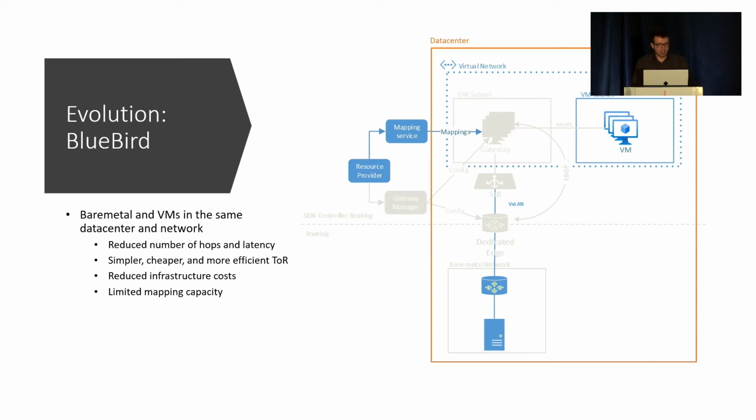And this change had several advantages compared to the latest iteration of the co-located model. There is a reduced number of hops and latency, and clearly reduced infrastructure costs due to the reduced network complexities. And the device that replaced the dedicated edge is much simpler, cheaper, and more efficient. The only drawback is that the mapping capacity is only a fraction of what was possible with the edge device at that point, and we also addressed this as part of our project.